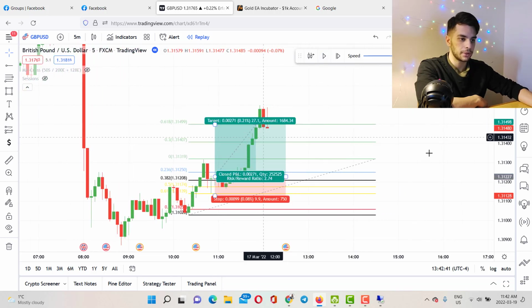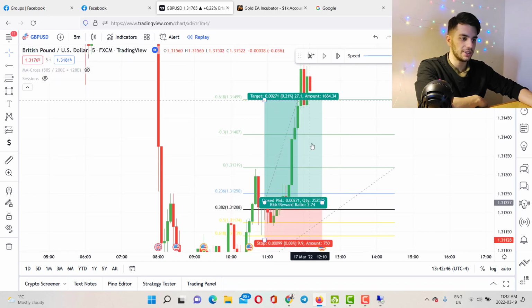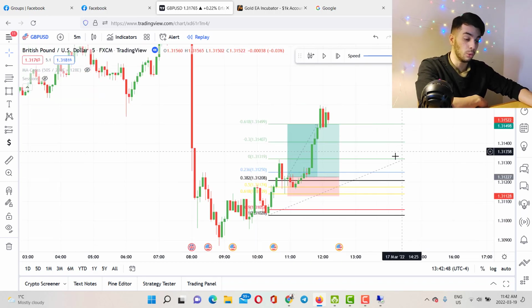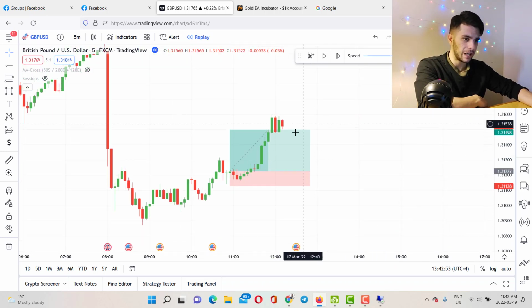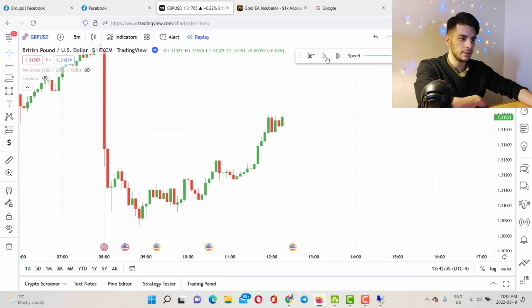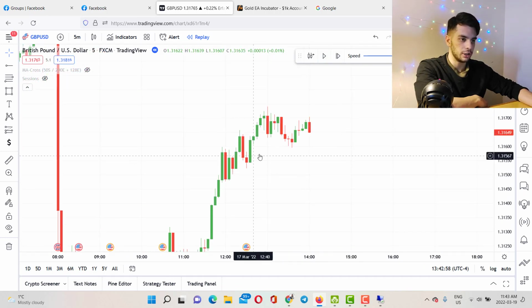But yeah, it literally went up crazy and tapped into the second TP, which is almost a 1 to 3 risk reward ratio trade. It was a really good trade if you wanted to take it. Absolutely insane. And after that, it just created higher highs and higher lows and went up.